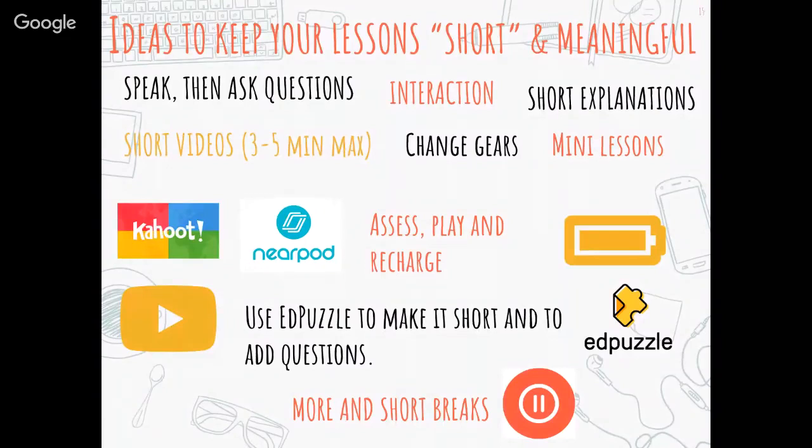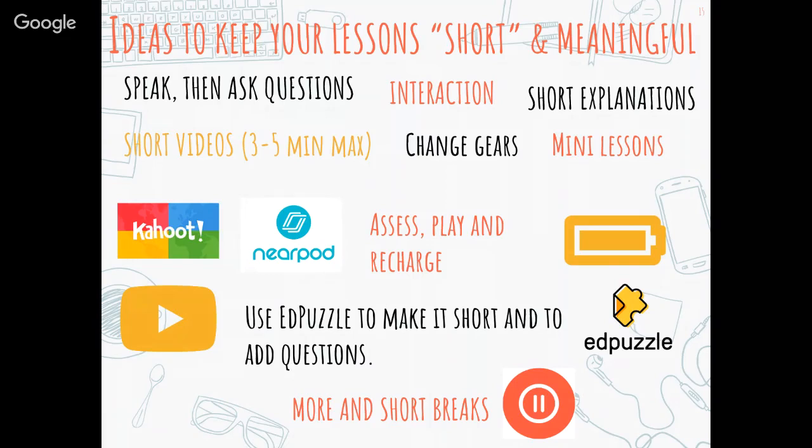With that said, there are some strategies that we use in our classroom to make the lessons short. We call them mini lessons. You could break your lesson down into 20-minute lessons. For example, you have to integrate a lot of interaction, provide short explanations, change gears fast, be really engaging, and use different tools, like short videos. I would say max 5 minutes. Also, when you're explaining something, ask right away for questions and understanding.